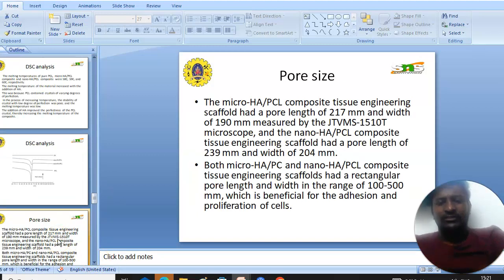For pore size measurement, the micro HA-PCL showed a pore length of 217 nm and a width of 190 nm respectively. And the nano HA-PCL composite showed a pore length of 210 nm and a width of 204 nm. It was concluded that both composite scaffolds showed a pore length in the range of 100 to 500 nm, which is beneficial for the adhesion and proliferation of cells.